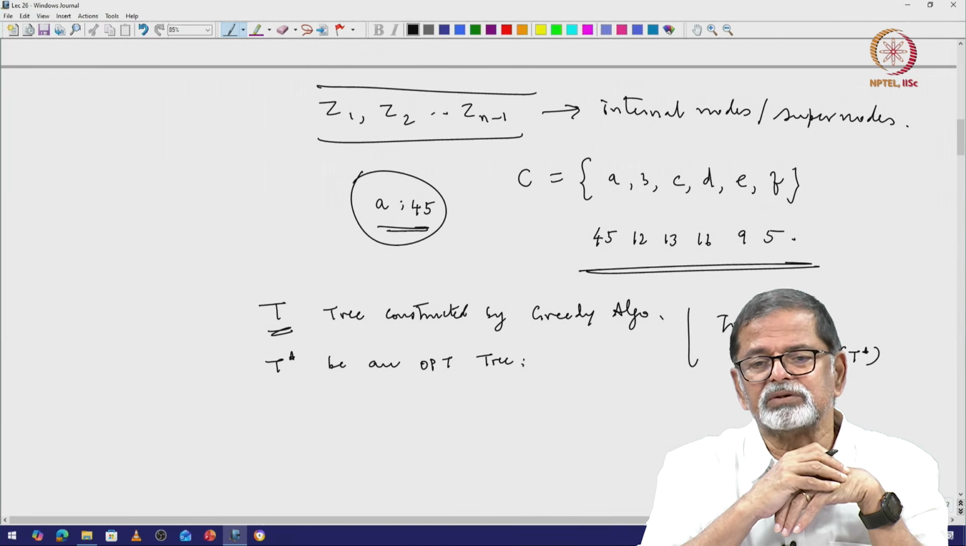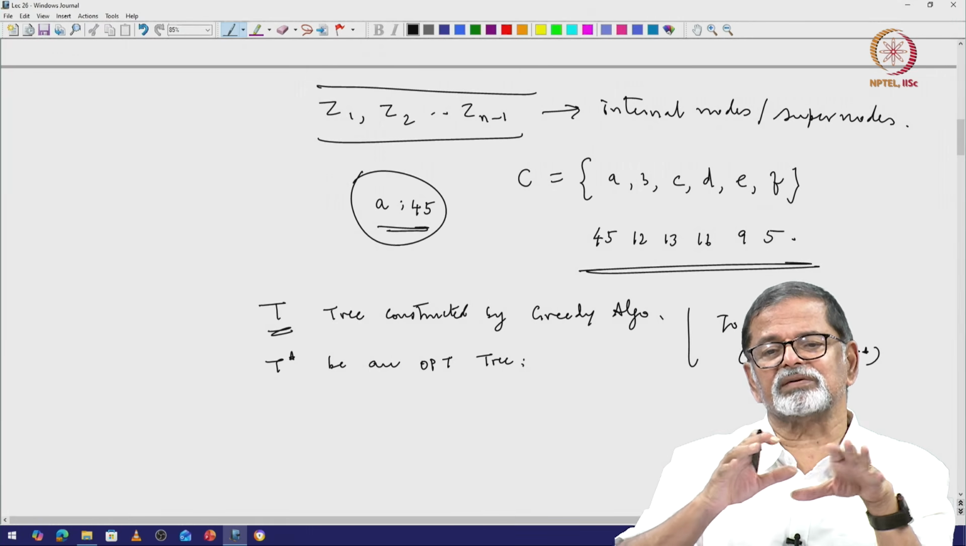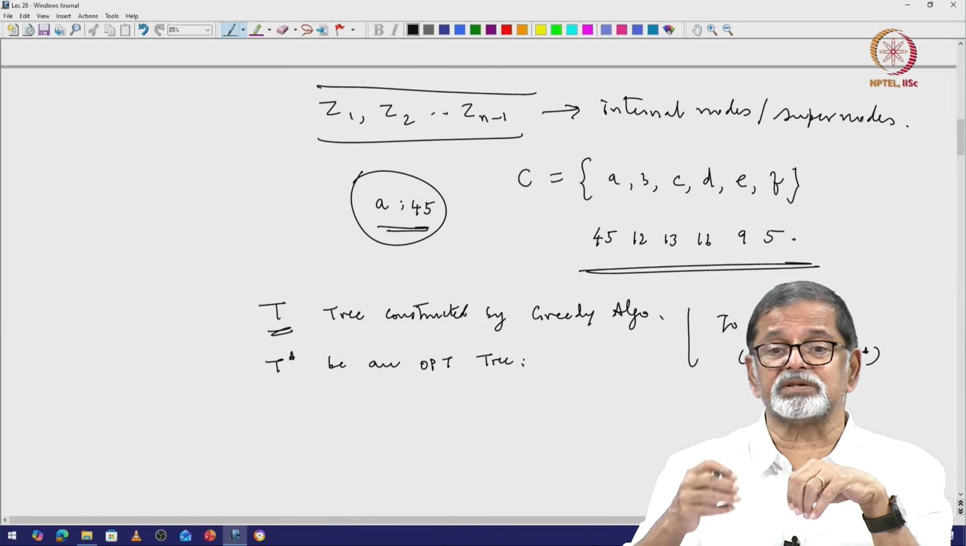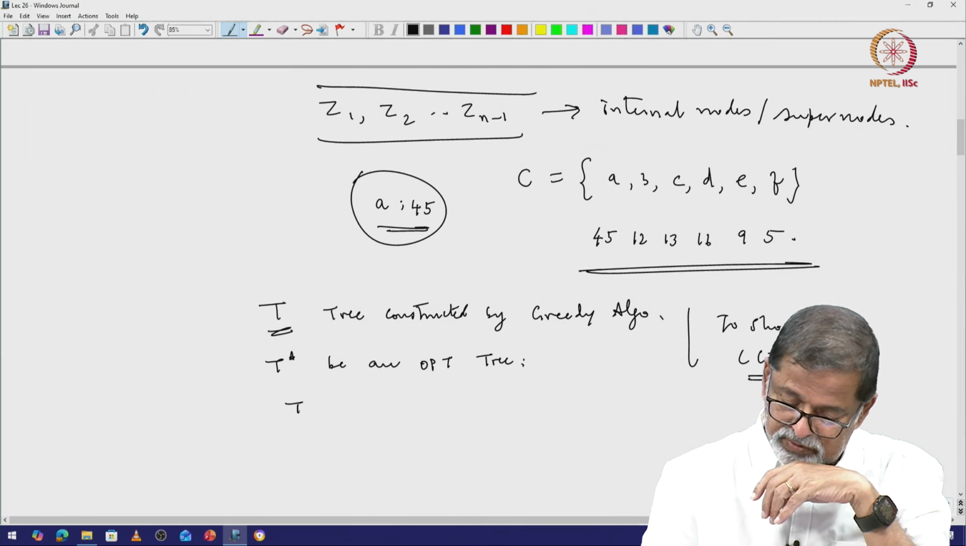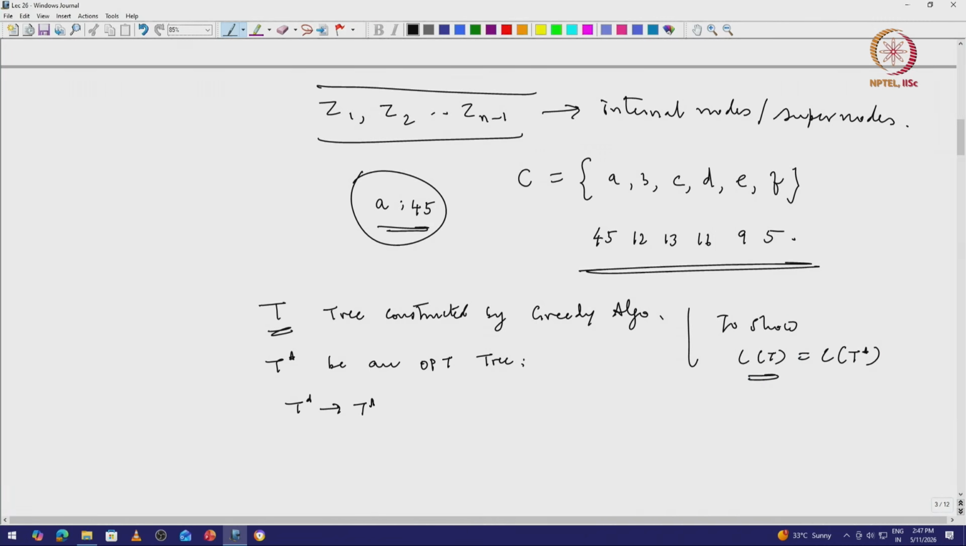So what we are going to do is a series of cost preserving transformations. From T star you construct T star dash, from there T star double dash, and finally it will come to T. Because this transformation is cost preserving, the cost of T star dash is the same as the cost of T star, which is the same as the cost of T star double dash and so on, and the cost of T. That way we are going to argue that this is optimal.